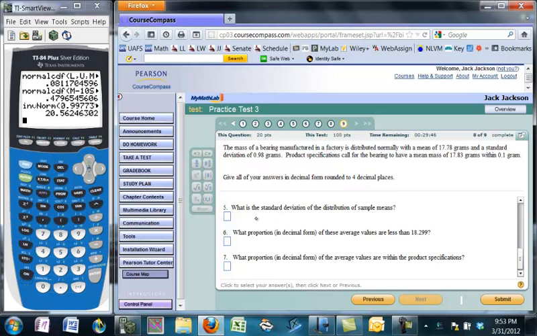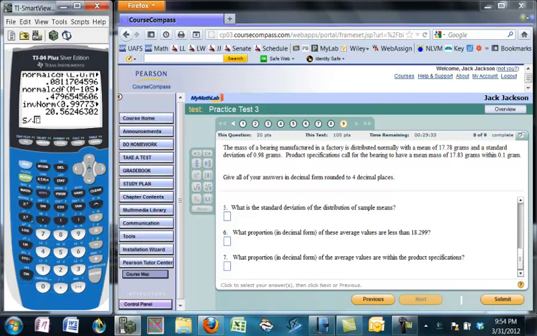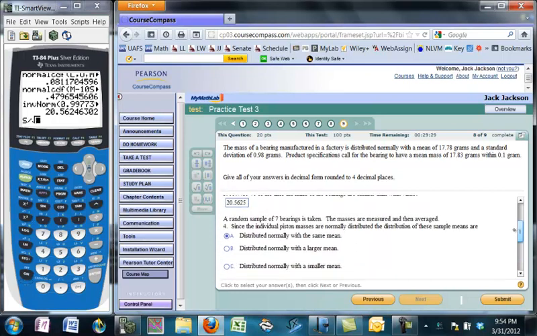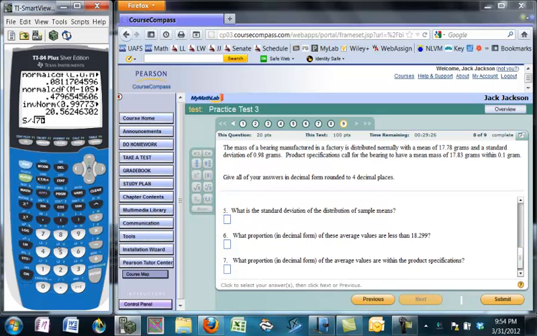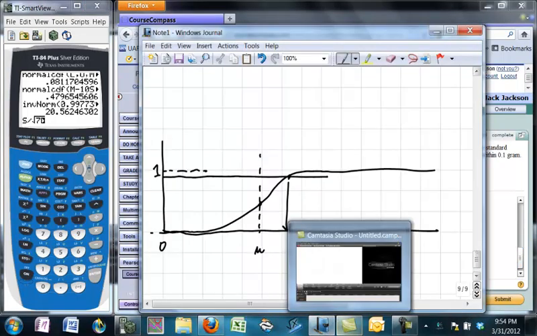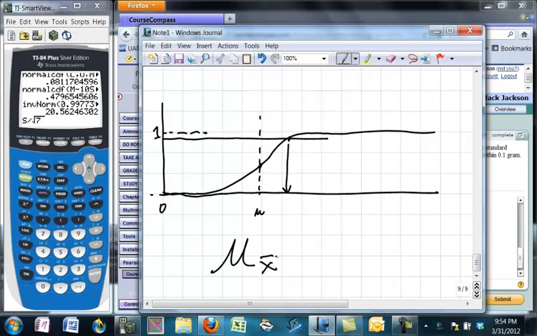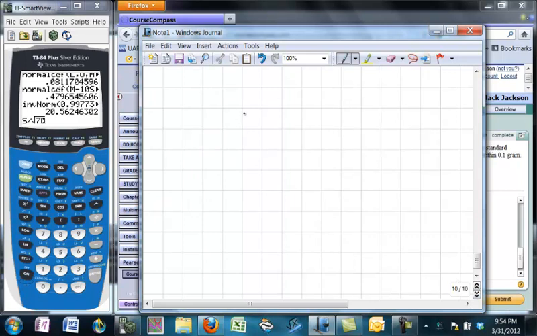What's the standard deviation? Well, the standard deviation is the original standard deviation, whatever S was, divided by the square root of the sample size. And the sample size here was, was it 7? Yes, 7. Okay, so what this is saying is that the mean of the means is the mean of the individuals. That was the answer to the previous question. And the standard deviation of the means is the standard deviation of the individuals divided by the square root of the sample size. So here we go.